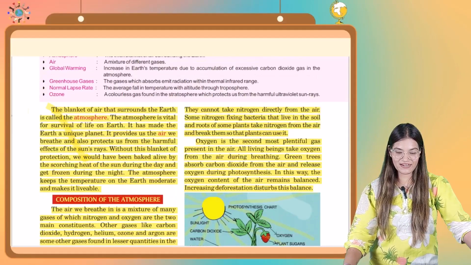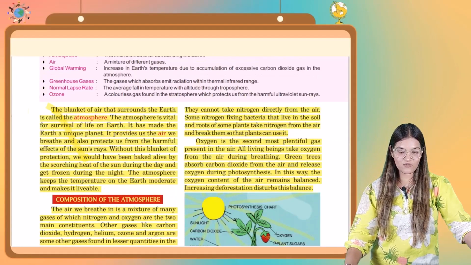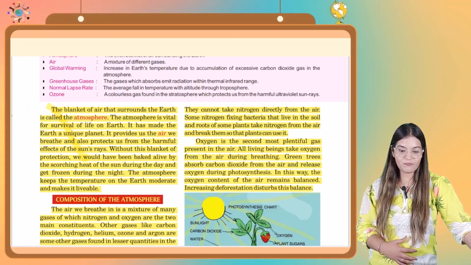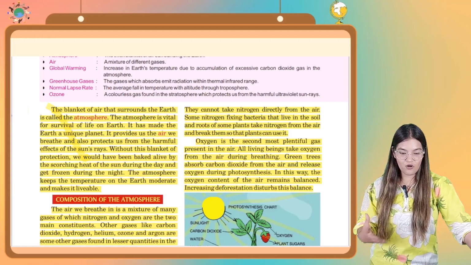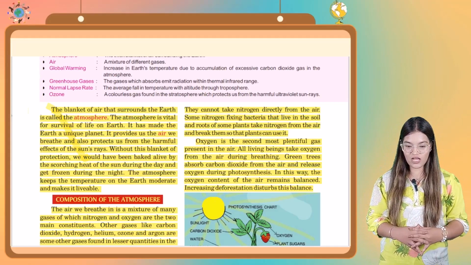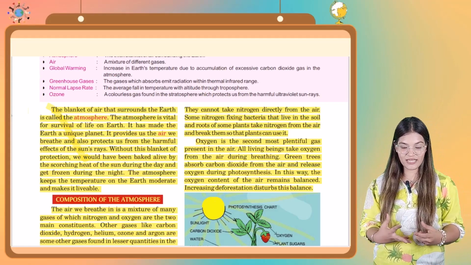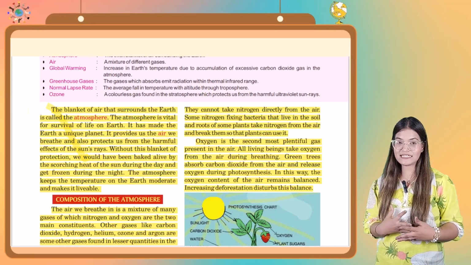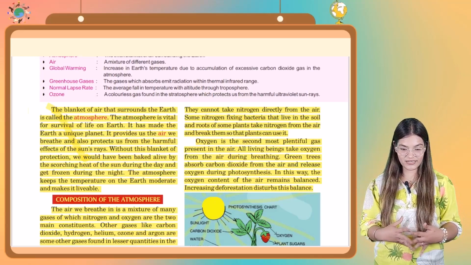Now, look at the paragraph. The blanket of air that surrounds the earth is called the atmosphere. The atmosphere is vital for survival of life on earth. It has made the earth a unique planet. It provides us the air we breathe and also protects us from the harmful effects of the sun rays, right? So it helps us a lot, it saves us from heat, from sun rays.